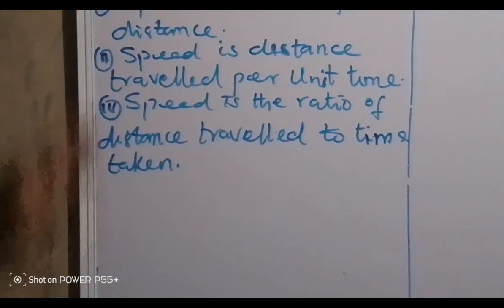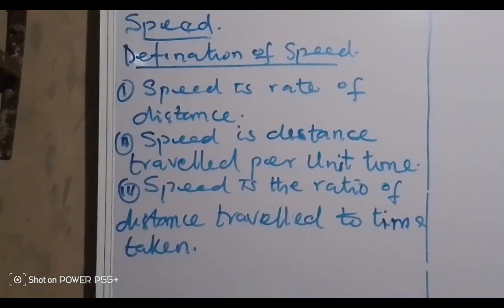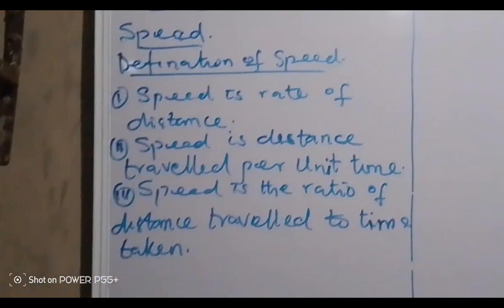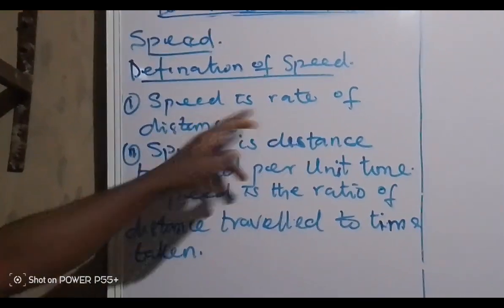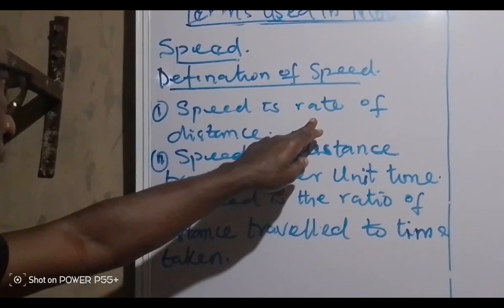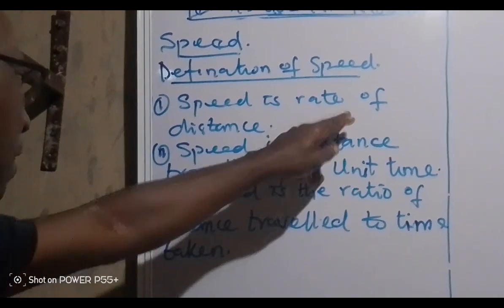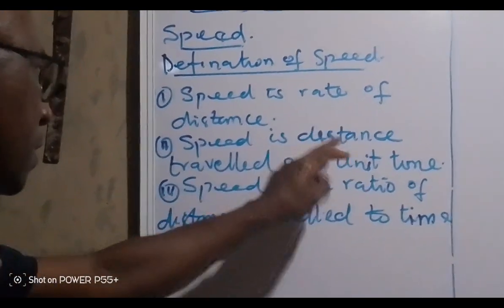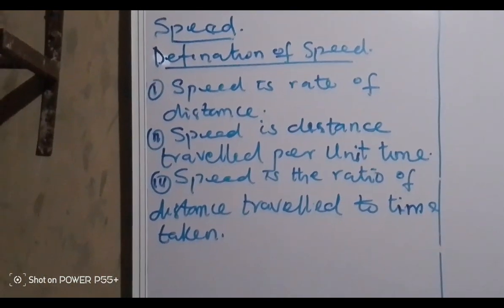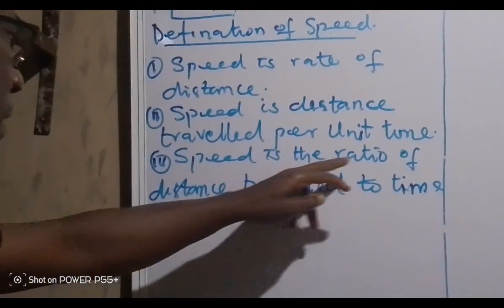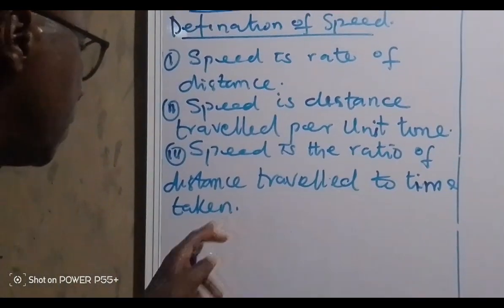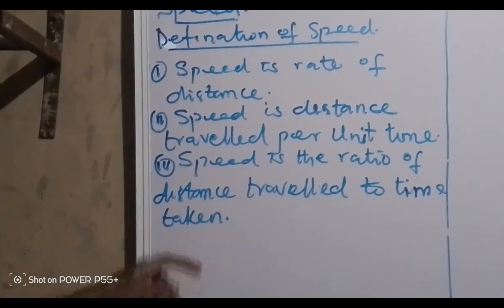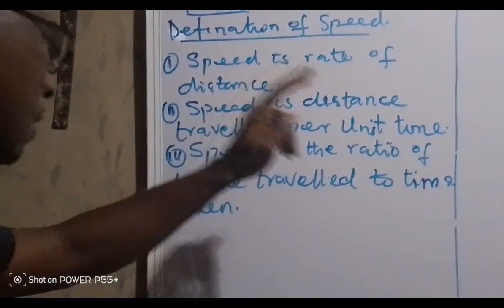From the definitions we have on the board, you can now say that it's only the language that's being changed, but the terms are the same. Rate of distance. In rate, time is there. So that's why we say rate of distance. The second one, distance traveled per unit time. Distance and time are the major point. The third one, ratio of distance traveled to time taken. So the vital point you need to take note of when you are defining speed is distance, then time.